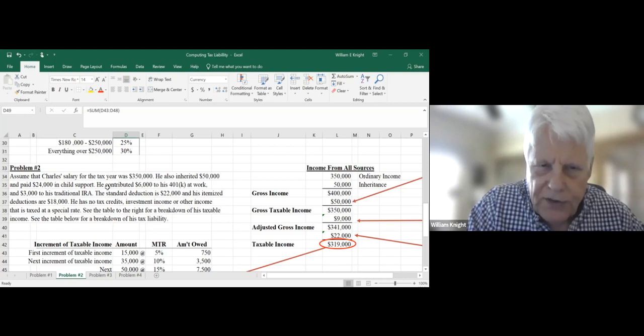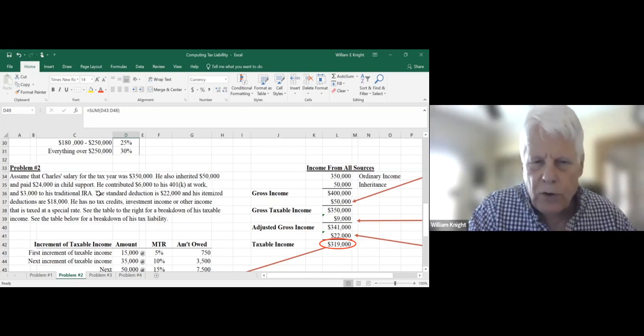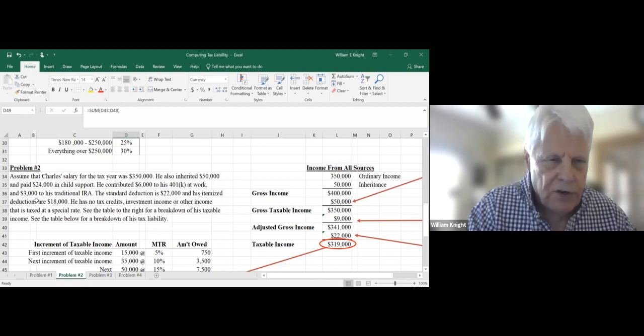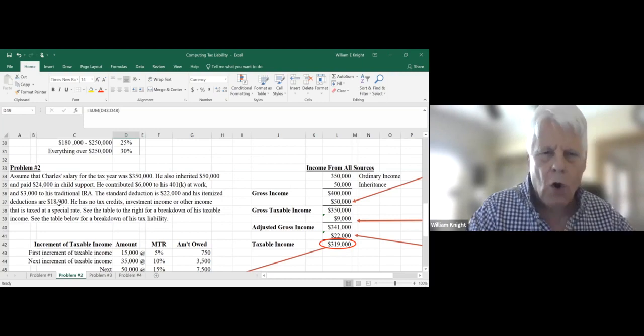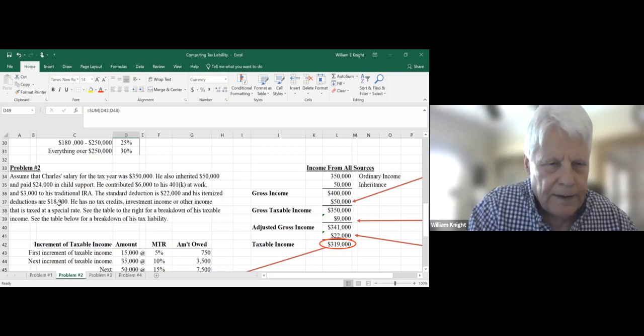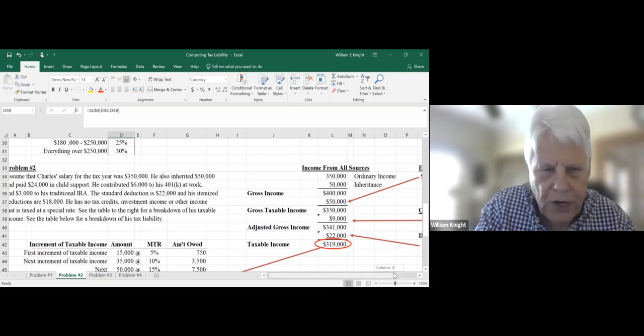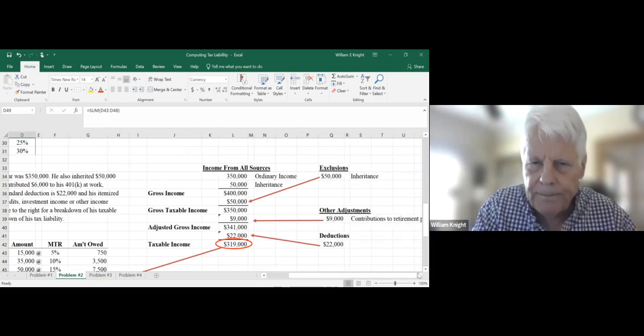He contributed $6,000 to his 401k plan at work and $3,000 to his traditional IRA. Now, the standard deduction is $22,000 and his itemized deductions amounted to $18,000. He has no tax credits, no investment income, no other income that is taxed at a special rate. So let's look at the table at the right for a breakdown of his taxable income, and then we can see the table below for the computation of his tax liability.